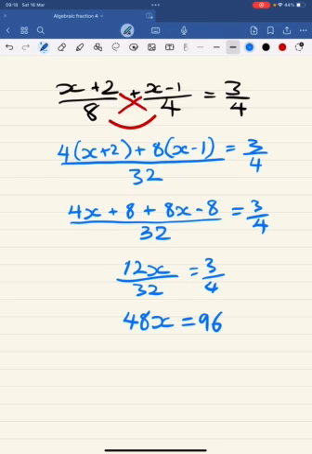Right, hopefully you can see that we're going to get to a lovely number now. So if I divide both sides by 48, I'll have that x is 2.